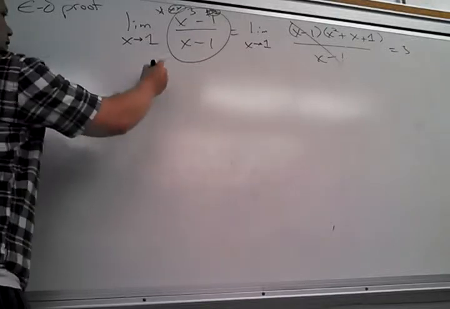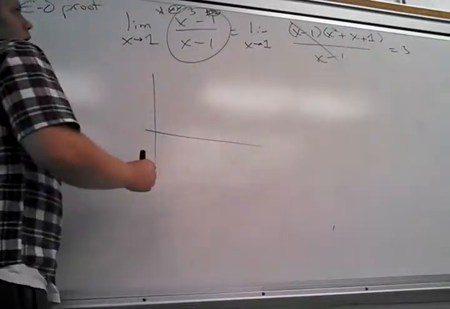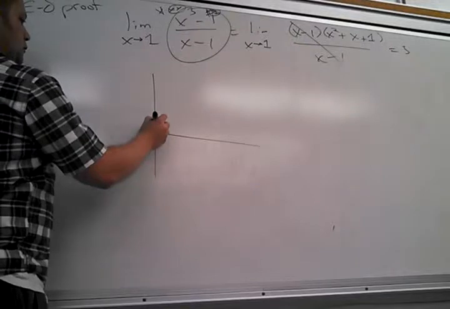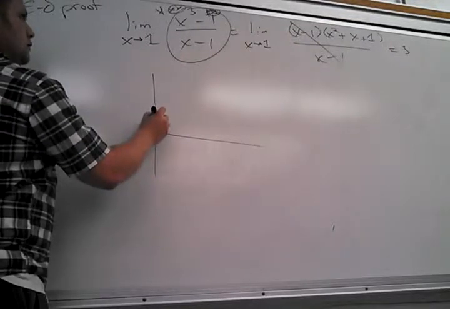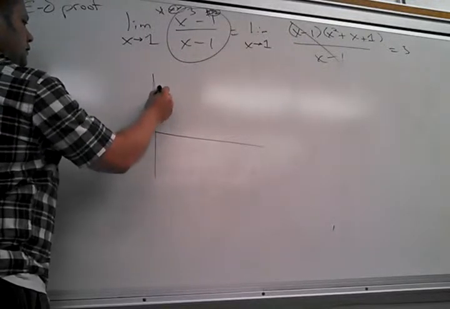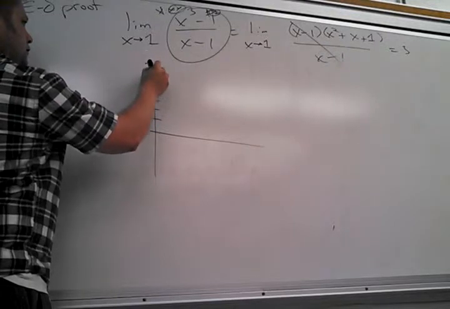So if I want to graph this thing, let's see. At 0, it's 1. Let me do this. How far do I want to go? 2, 4, 6, 8, 10, 12, 14. Let's see what happens.